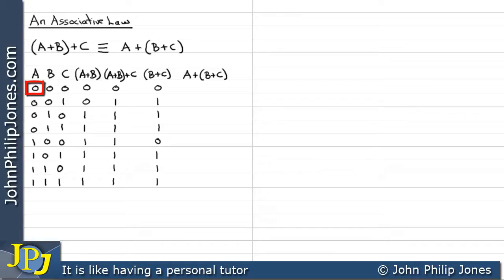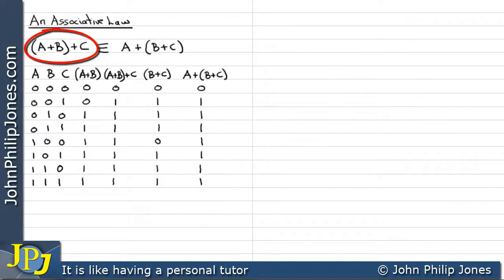Here we can see I have a 0 or a 0, which is a 0. Here I've got a 0 or a 1, which is a 1. Again, a 0 or a 1, which is a 1. A 0 or a 1, which is a 1. A 1 or a 0, which is a 1. Then a 1 or a 1, which is a 1, and the last three rows are all 1 or 1, which is a 1.